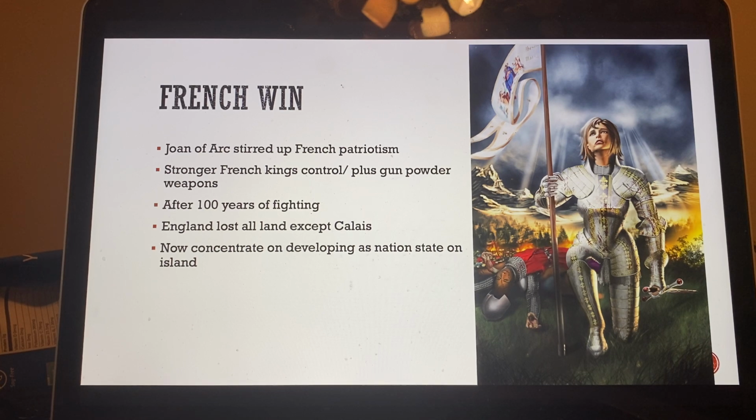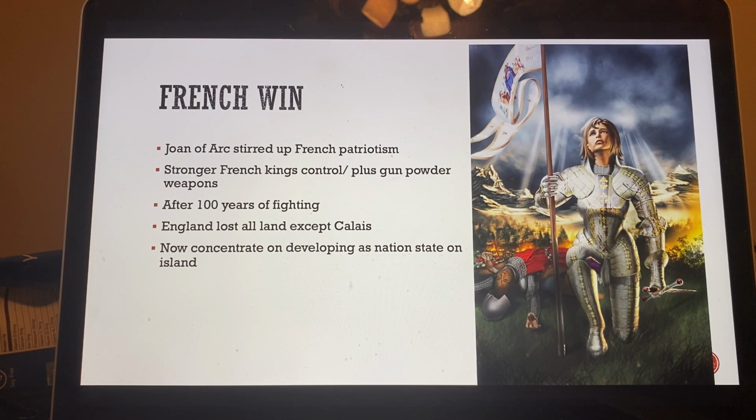Joan of Arc stirred up the French patriotism. As she went into war, all these French soldiers who were losing had very little patriotism. They were so disenchanted they were willing to give up. She instilled and stirred up this patriotism, saying if this young girl can lead us into battle, we're with her. And they saw her faith, her dependence on God, and who she was, an unusual character.